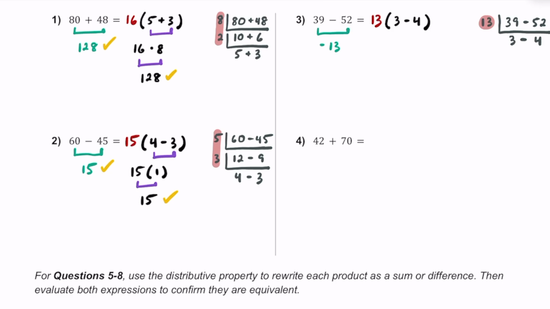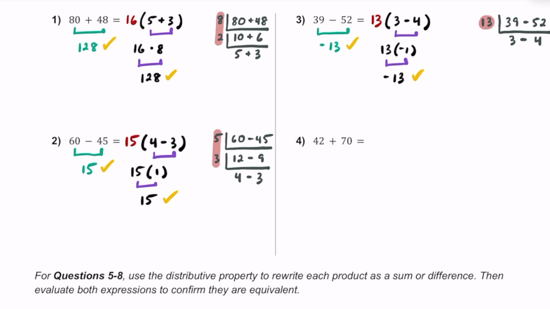Okay. Now, on the right side here, if we follow the order of operations, 3 minus 4 is going to be negative 1. So we have 13 multiplied by negative 1. And then 13 times negative 1 is going to be negative 13. So you can see here that either way, we do get the same value of negative 13. And we used the distributive property to verify as well.